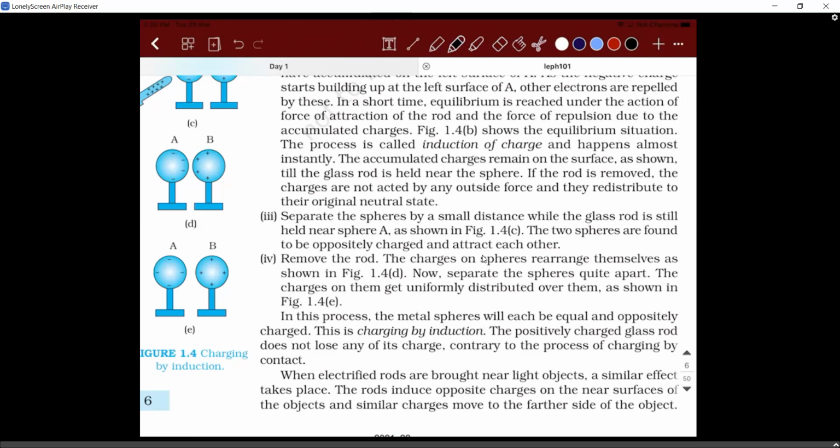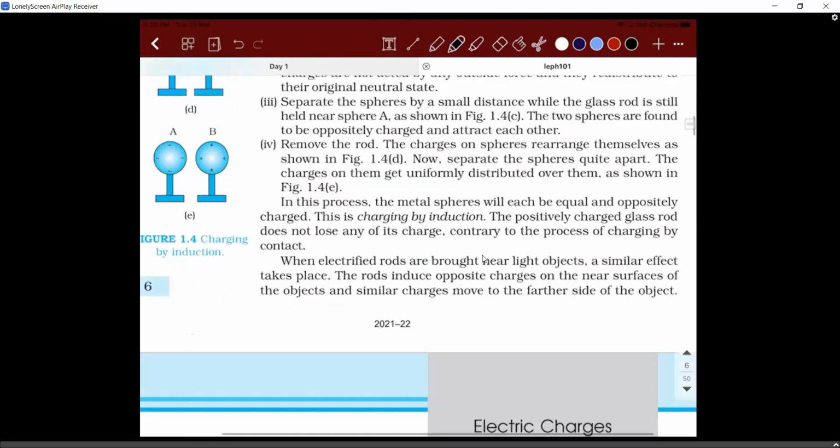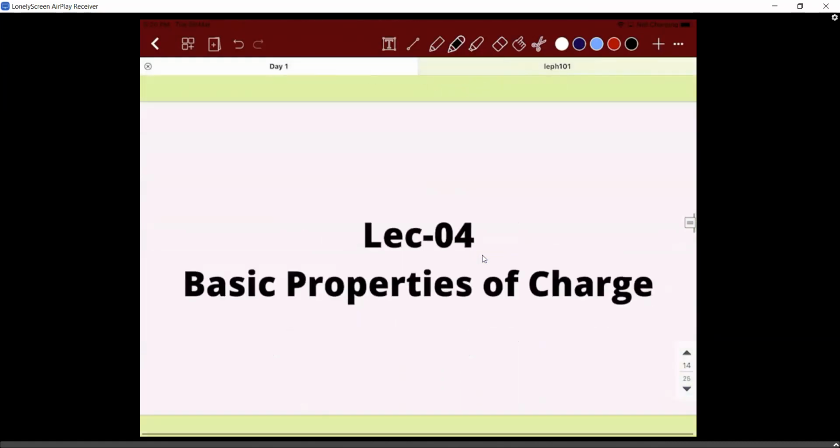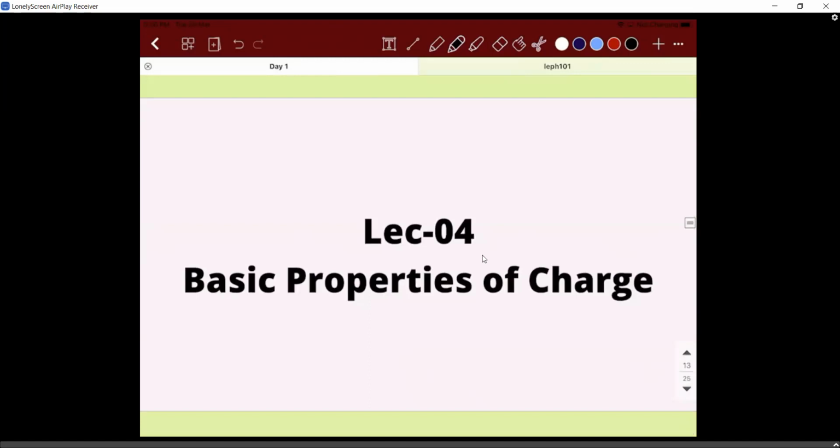Now, since we understood what is happening in the process of charging, the next question that we are supposed to answer is, what are the basic properties of charge that we are going to discuss? When I say basic properties, I'm not talking about charges getting attracted or repelled. There are certain basic properties that you need to know that exist.